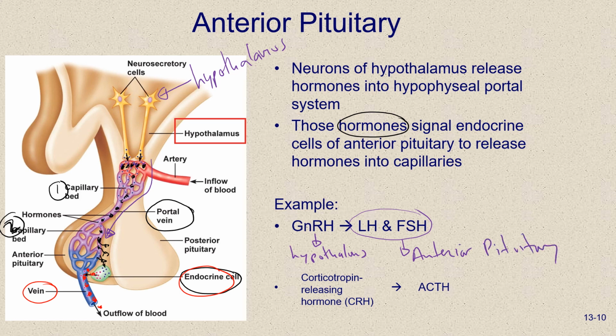Another example of this kind of cascade of hormones would be the hypothalamus releasing corticotropin-releasing hormone, which would then cause the anterior pituitary gland to release ACTH. ACTH stimulates the adrenal gland to release hormones such as cortisol.